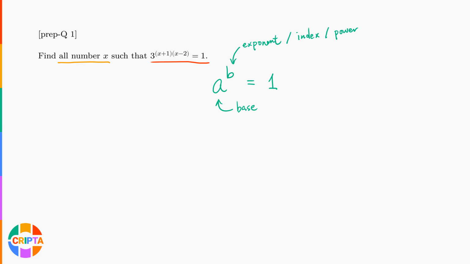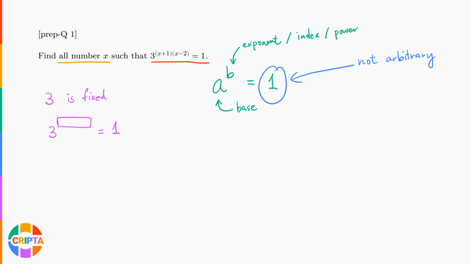Now in the form of a to the power of b equals 1, we have special names for a and b. A is called the base, and b is called the exponent, sometimes index or power. I also want to bring your attention to the right-hand side. The number 1 is not arbitrary. It's a very special number that plays a central role in our journey. Now in this prep question, the base is fixed, and we can use chunking.